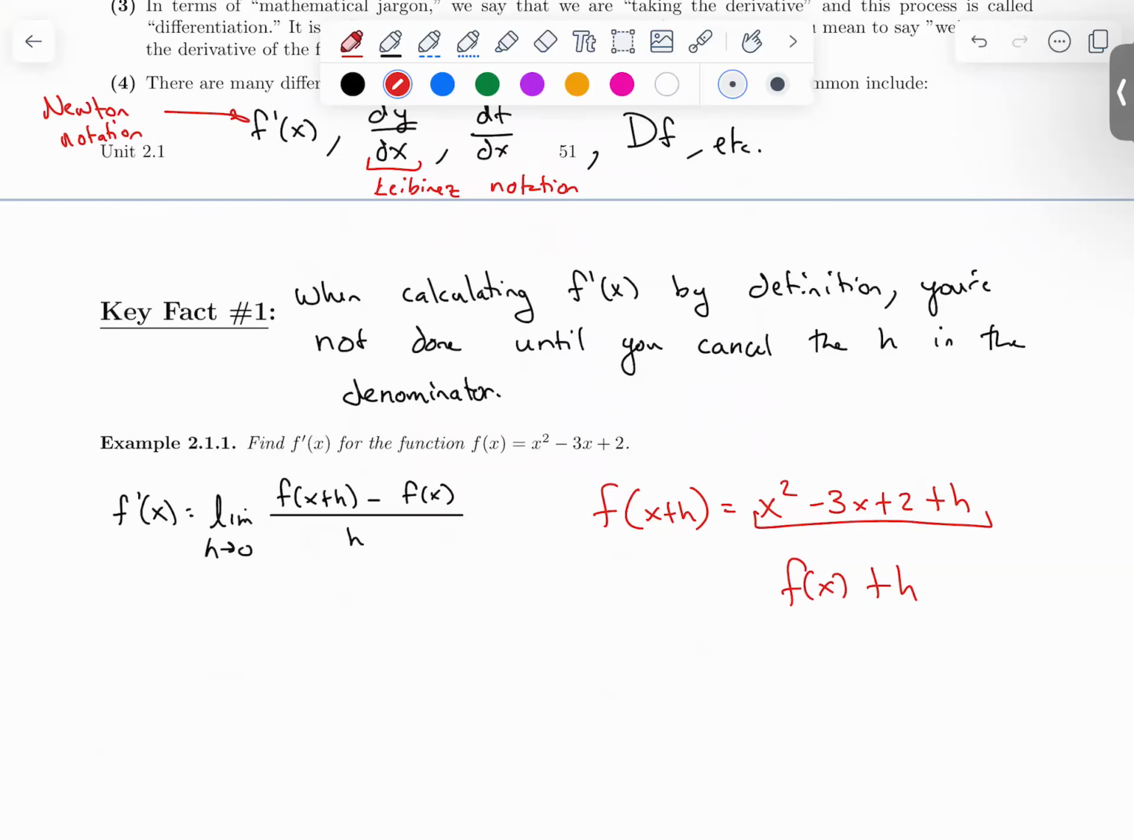f of x plus h is taking the quantity x plus h and plugging it into every instance of x. You're plugging x plus h into the function. So f of x plus h, this is the correct way. f of the quantity x plus h is the quantity x plus h squared minus 3 times the quantity x plus h plus 2. And since we are going to need to do some simplification, let's just go ahead and FOIL it. And John Doe student does another thing.